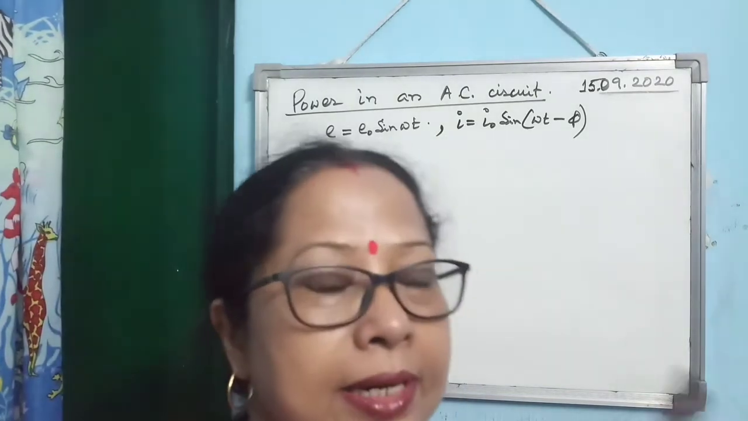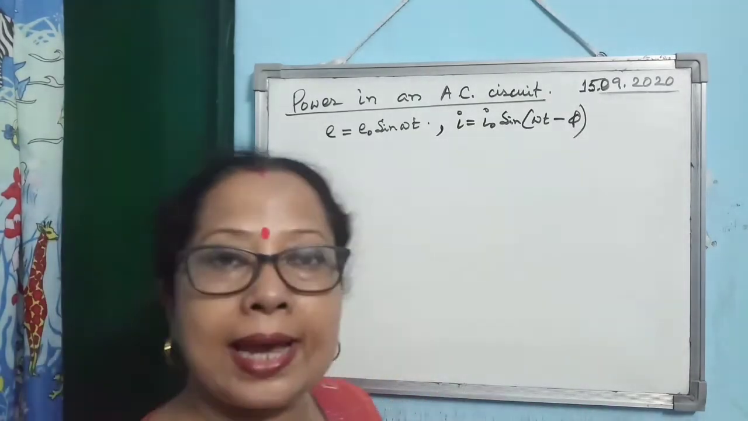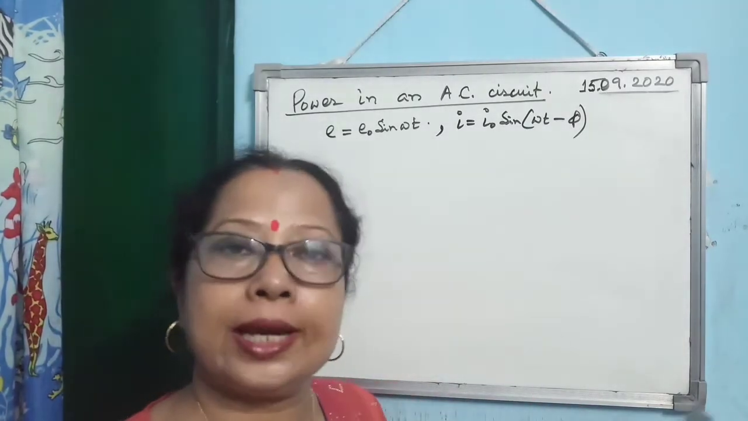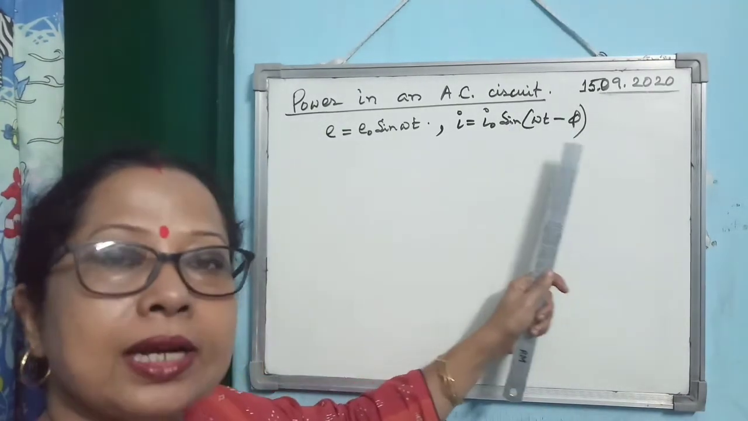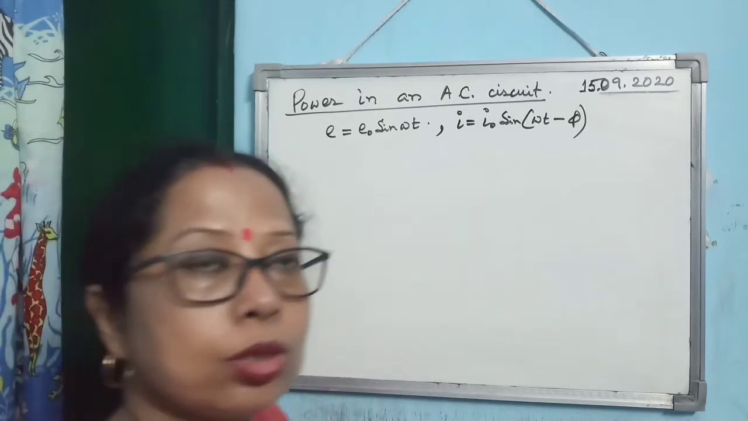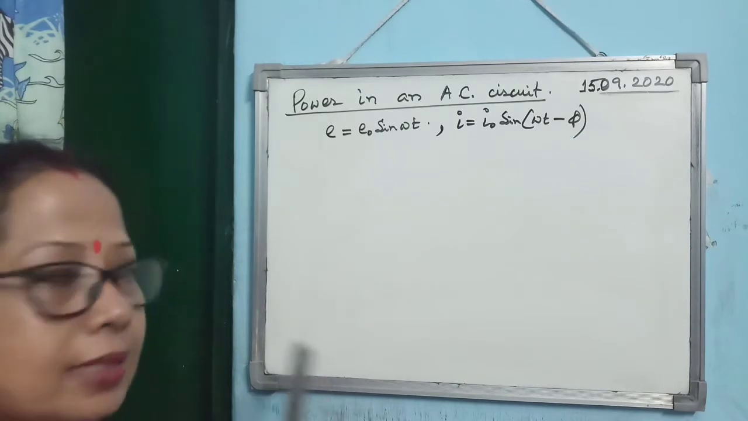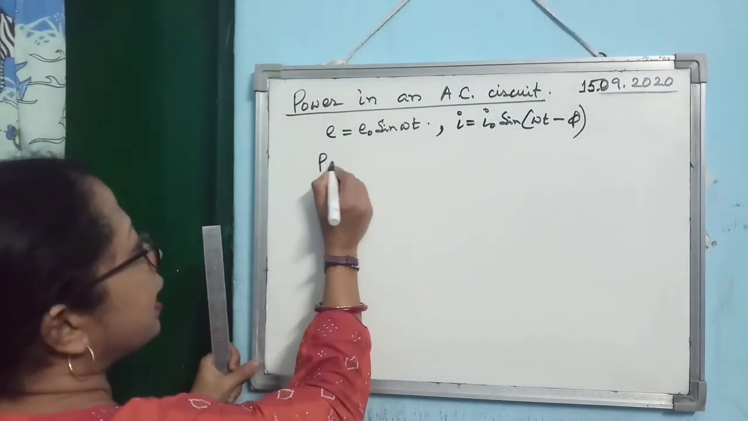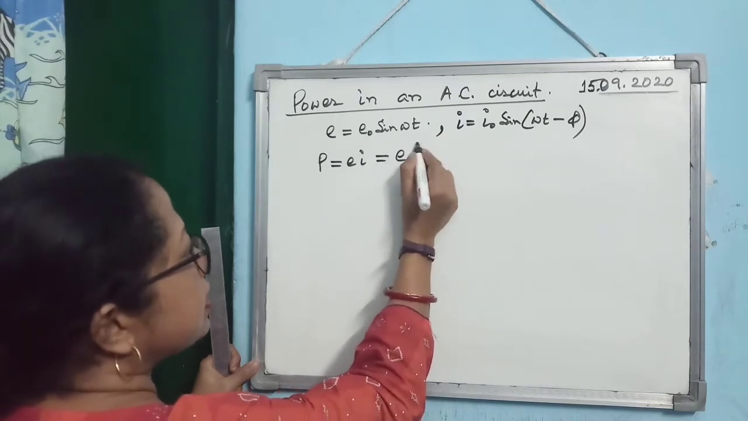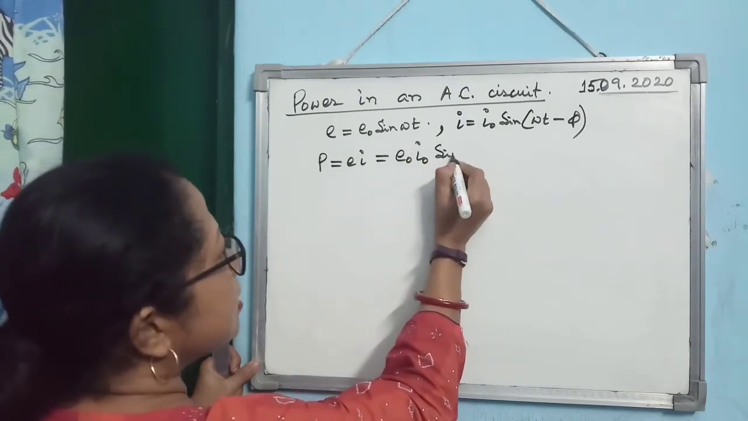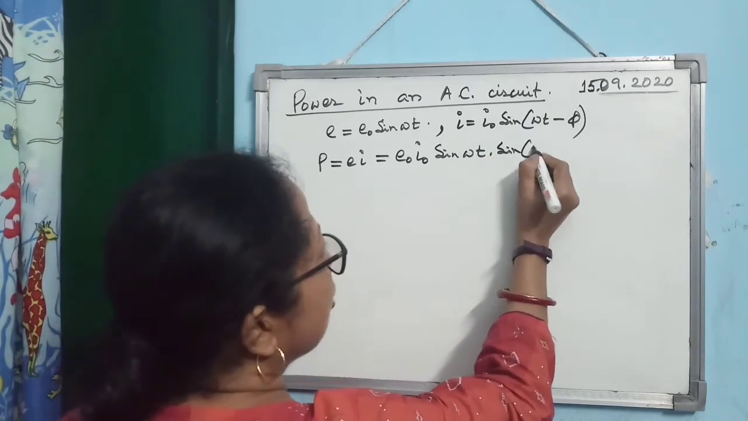You know that depending on the component you are using, the value and the sign of phi will change. You may not always have omega t minus phi, it may be omega t plus phi also. So let us consider in general the instantaneous EMF given by this. Then you see what the instantaneous power will be. It will be E into I, so you can write E0 I0 sin omega t into sin(omega t minus phi).